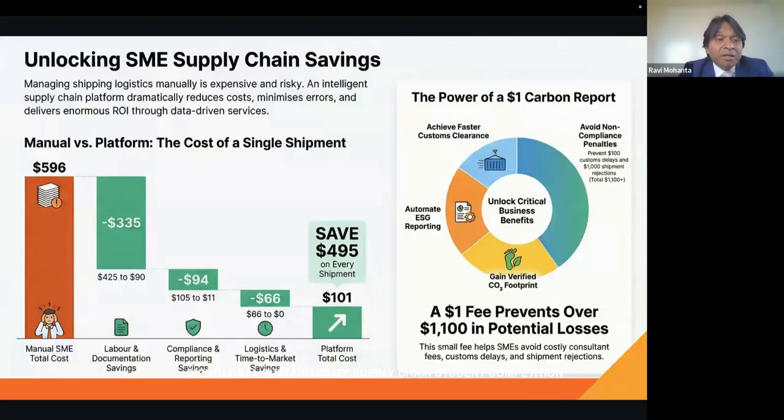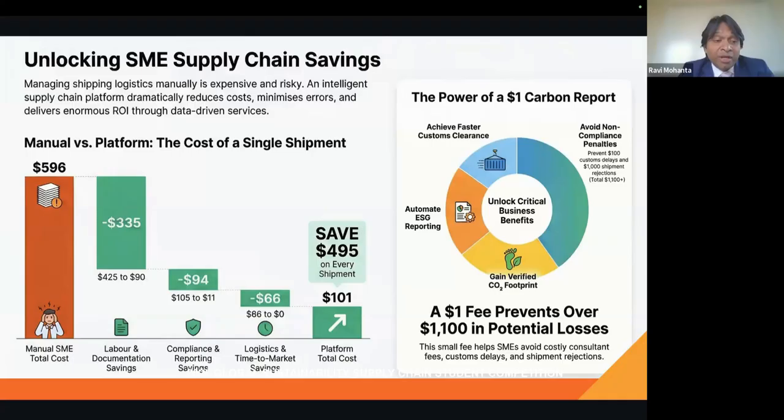SMEs currently spend approximately $506 per shipment in managing labor, documentation, compliance, and logistics manually. With TWTH, cost drops to just $101, creating total savings of around $495 per shipment. Savings come from reducing manual labor from $425 to $90 and from cutting documentation effort and compliance errors. Carbon reporting costs are reduced to just $1 per shipment to expand the customer base.